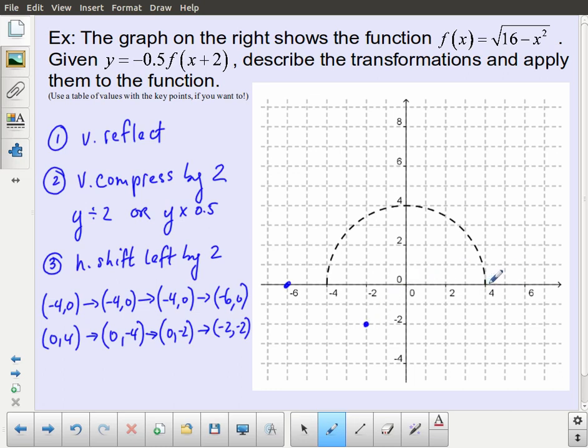And then finally, the last good point we have to work with is here, which is at 4, 0. Which becomes 4, and it stays as 0 as we divide by 2. 0 divided by 2 is still 0. Now I'm sorry, the first thing was a reflection. 0 reflected is still 0 because that's multiplying by -1. Then it stays 0 because we divide by 2, or we multiply by a half. And then finally, 4 gets shifted to the left by 2, so that becomes 2, 0.